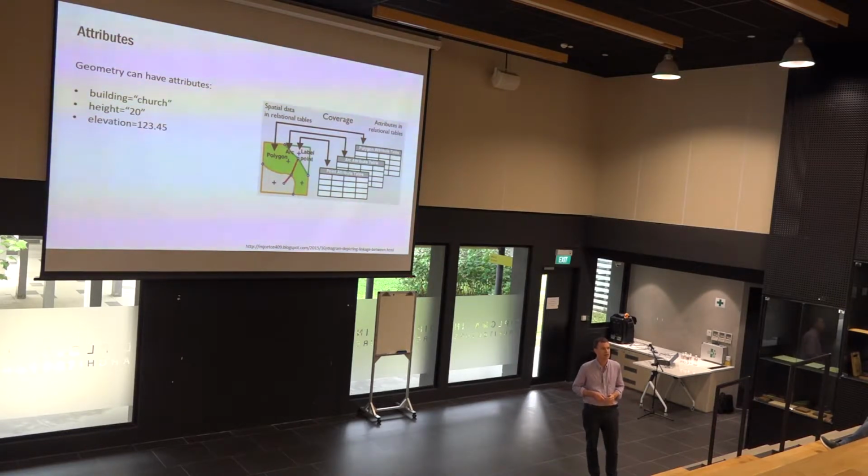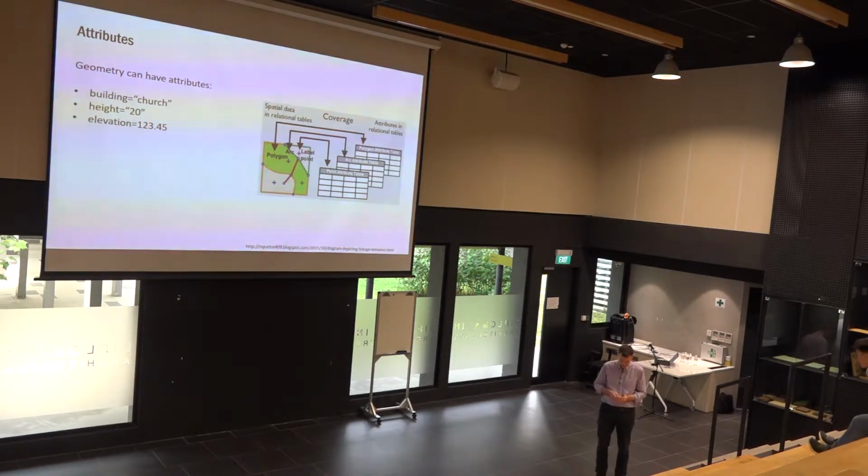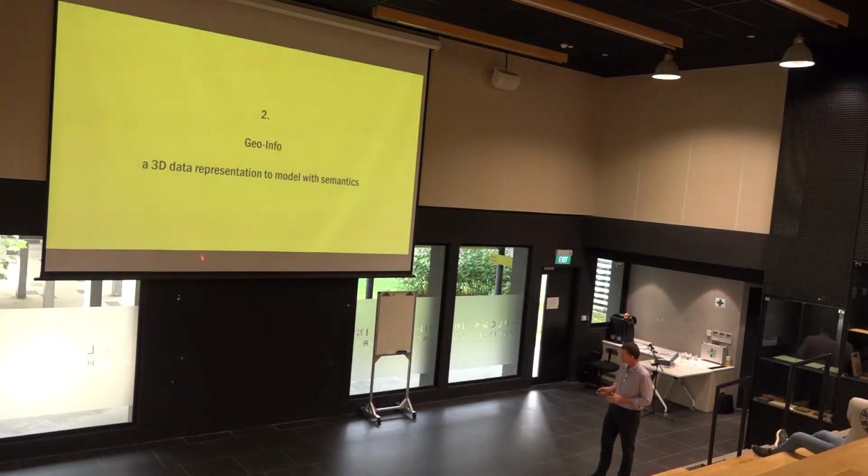So you just add attributes to your geometry. You just add little labels to your geometry. And you can add labels to the points, or to the polylines, and the polygons. So by adding these labels, you can add semantics.